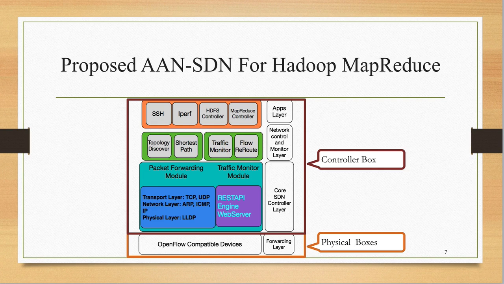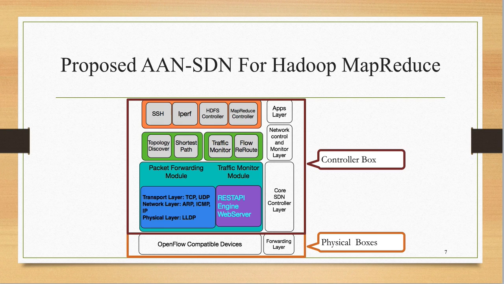We have designed it into three layers. In the core layer, we implemented the basic networking functions, such as LDP, ARP, and ICMP, basically from layer 2 to layer 4. In the network control monitor layer, we took a REST API approach to proactively do network topology discovery, endpoint discovery, and shortest path calculation. We also implemented our traffic engineering to reroute traffic.